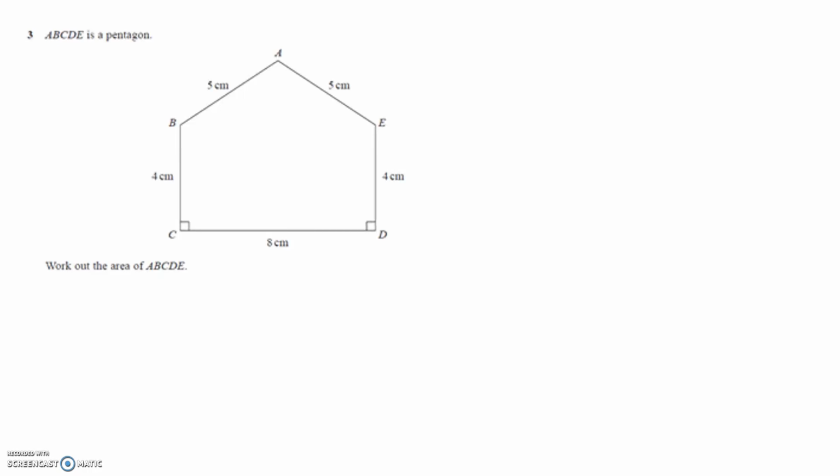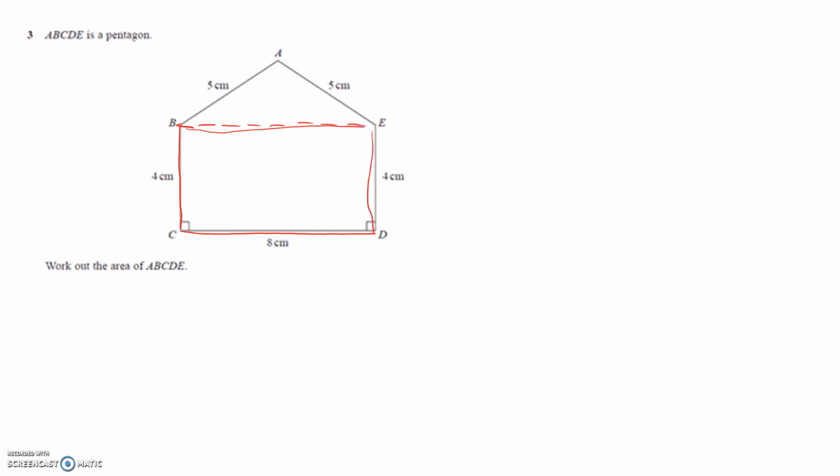Okay, for those people struggling with their homework, we've got A, B, C, D, E as a pentagon, a 5-sided shape. Work out the area of A, B, C, D, E. So the first thing we're going to need to do is realise that we could split this into two shapes, and that'll give us a rectangle, CBED, and a triangle, ABE. Okay, so the first thing we can do is work out the area of the rectangle.